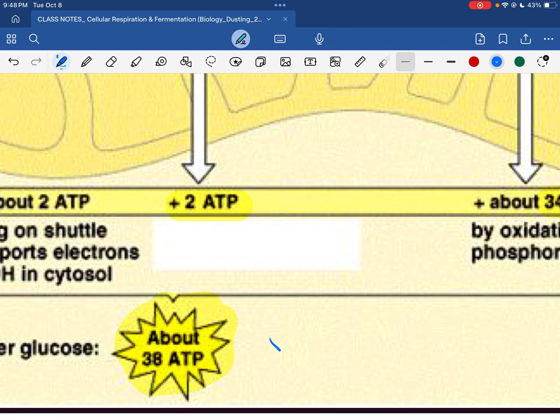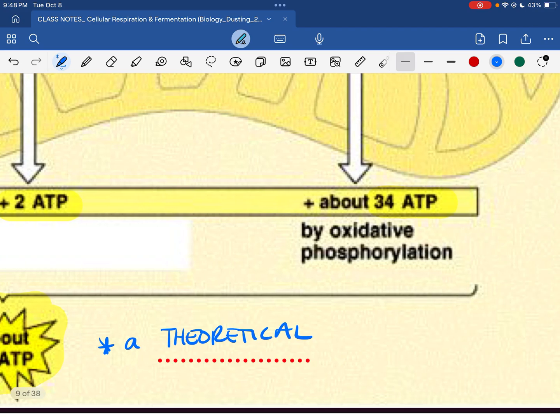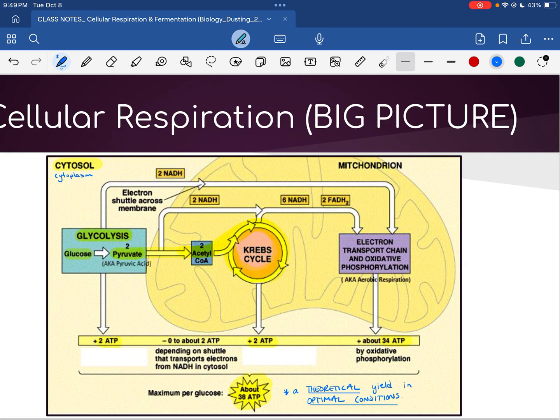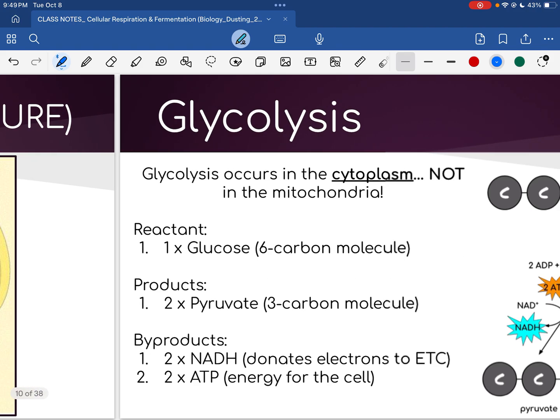Now, the key to remember here is that this is a theoretical yield. In other words, an amount that we get in optimal conditions, which are not always met. The cell is not always in optimal conditions, and this is a theoretical limit, not an actual limit, or not an actual yield.